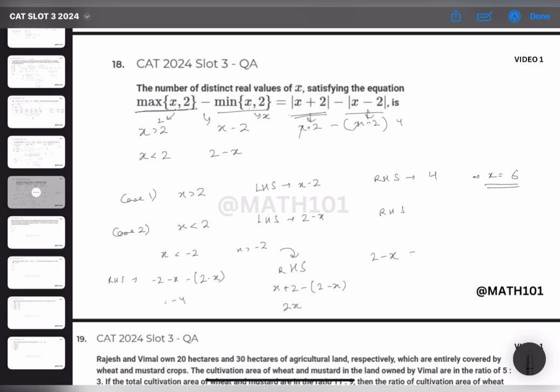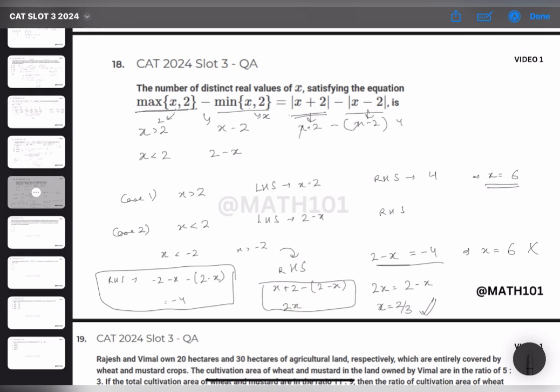So 2 minus x equals minus 4 gives us x equals 6, which we will discard, because we have assumed that x is less than minus 2. This comes from this case. And the second case, 2x equals 2 minus x, we get x equals 2 by 3, which is acceptable. So x equals 6 and x equals 2 by 3 are the two solutions which we need. So answer is 2.